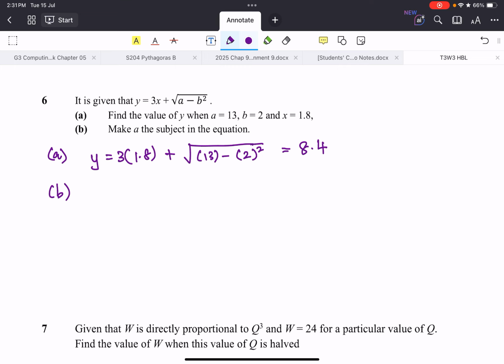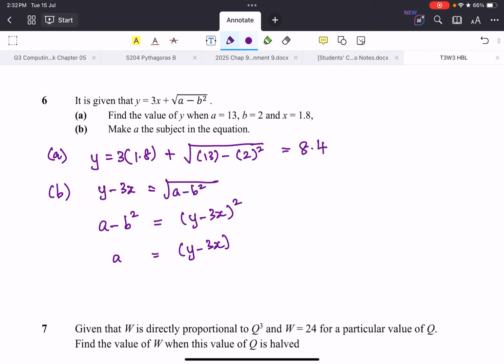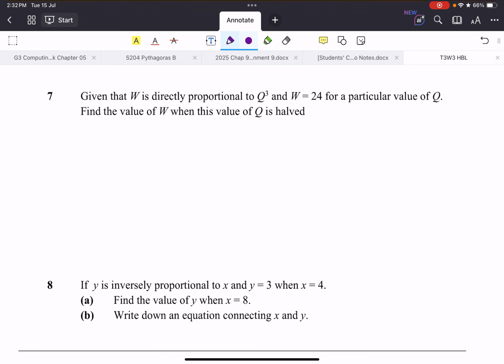Part B, now we want to make A the subject. So what we can do is we have y minus 3x equals to square root of a minus b square, right? So a minus b square is equals to, square both sides, y minus 3x square. So a will be equals to y minus 3x square plus b square. There we go.